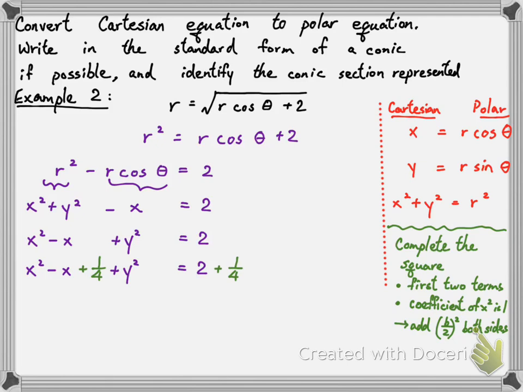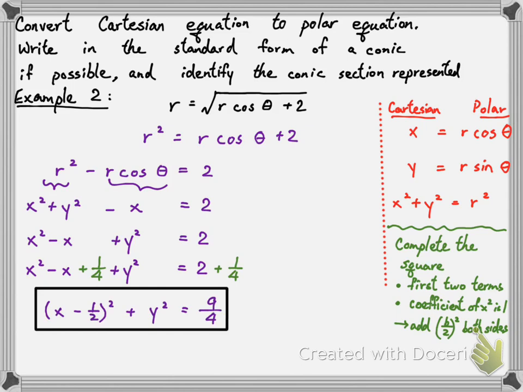Then now, the first three terms here, we find that it is a perfect square. As we factor, we will have x minus 1/2, squared, plus y squared equals 9 over 4. And this is a circle.